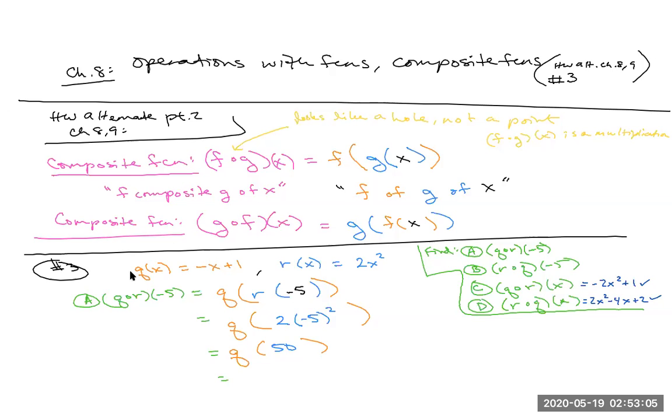Okay, so now we have Q evaluated at 50. Essentially, we have Q here. Plug in 50 for x. So negative 50 plus 1, okay, which is negative 49. So what we found is that part A will be negative 49.